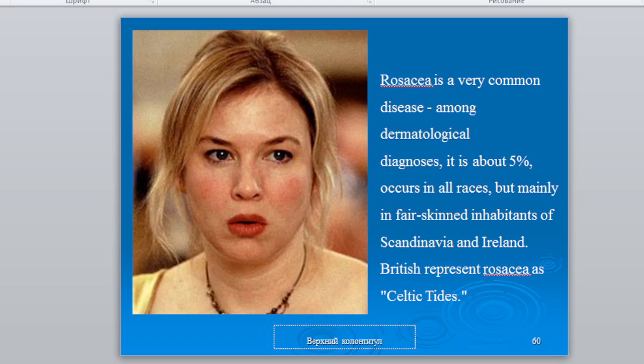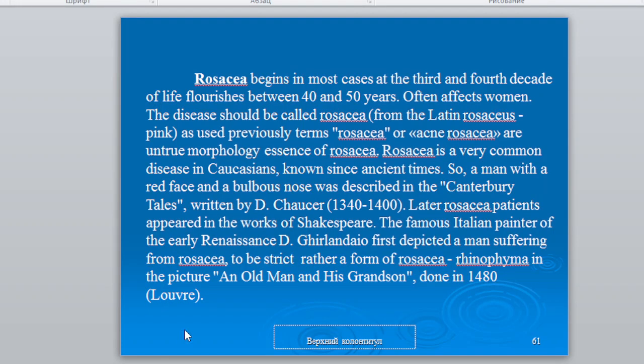Next, rosacea begins in most cases in the third and fourth decade of life, and flourishes between 40 and 50 years. It often affects women. The disease should be called rosacea, from the Latin rosaceus, pink, as used previously. The terms rosacea or acne rosacea are untrue to the morphology and essence of rosacea.